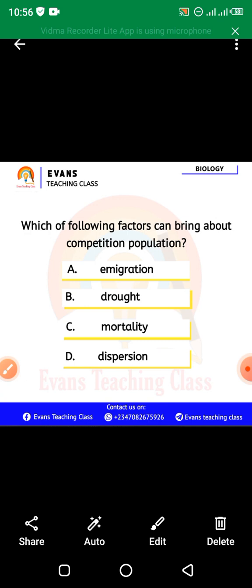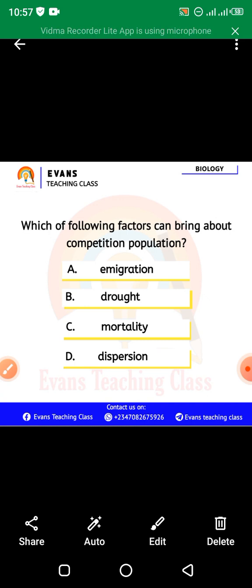So this question is from competition. Competition is the process whereby organisms struggle for food due to food scarcity. When there is a high population in a particular habitat, organisms will need to compete for food, for space, for habitat, for mates. They're going to compete. So now we need to know the meaning of each of the options so that we can get to the right answer.